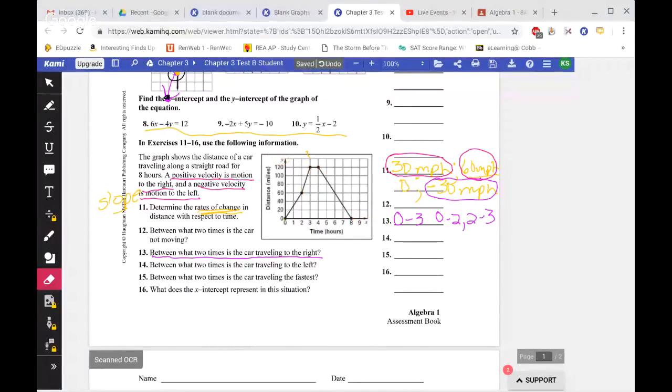Does that make sense? Yes, ma'am. Will that sort of thing be on the test? Yes.